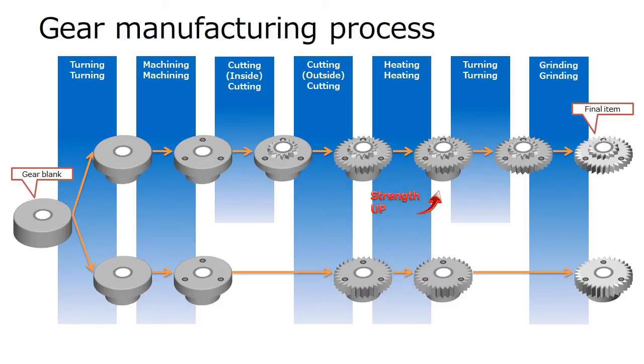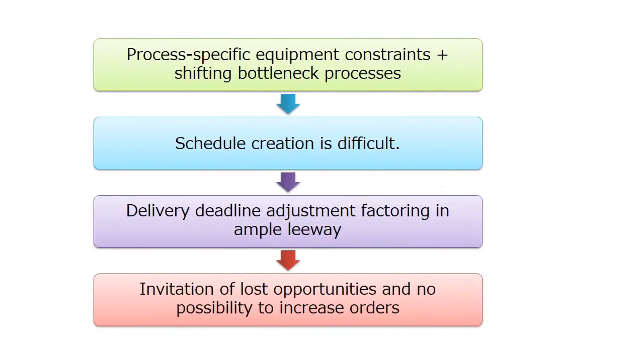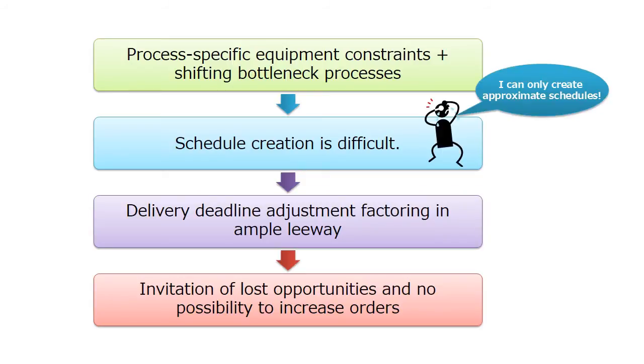Therefore, gear manufacturers struggle with the fact that processes with high load concentration, in other words, processes that cause bottlenecks, vary according to the order situation. Gear manufacturers must create schedules by dealing with this issue, as well as taking into consideration the equipment constraints of each process. However, it is extremely difficult for humans to quickly create such schedules manually.